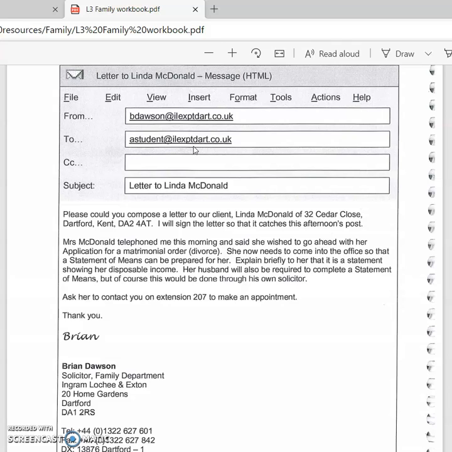So you write what's in there, but as in from Brian to Mrs. McDonald. Remember to do the full complimentary close. So once you've said, please contact me on extension 207 so we can make an appointment, you've got to do yours sincerely, big Y, little s, directly underneath Ingram, Lotchie and Exton in capitals. 4 or 5 line spaces where Brian's going to sign the letter. And then Brian Dawson, and then underneath that, solicitor. Okay, that, and don't forget in the footer to put your name on the left hand side, and on the right hand side you're going to put family 3.